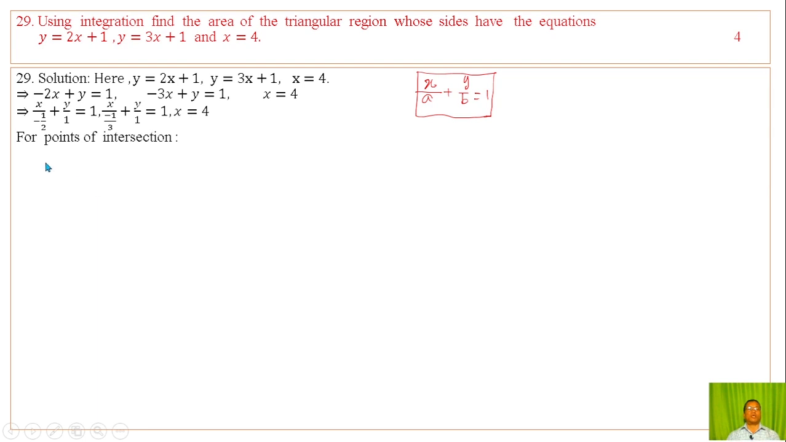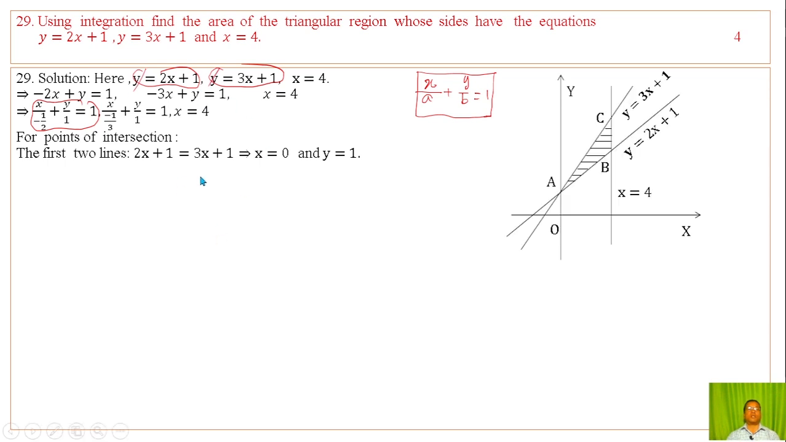The points of intersection for the first two lines: equating left and right, we have 2x plus 1 equals 3x plus 1. Solving, x is 0, and the y value automatically is 1. Therefore this point, call it A, whose coordinates are 0, 1.